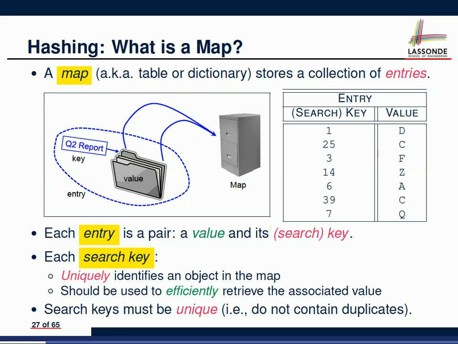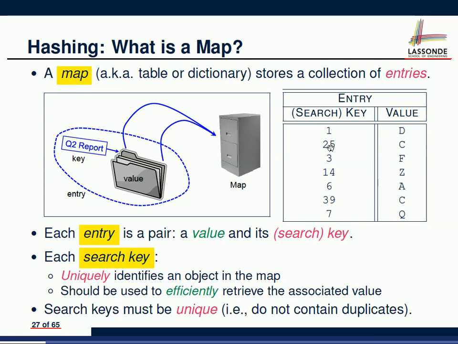For example, let's imagine, can you imagine if you simply replace the 25 over here by just 1? That means 1 maps to D and also 1 maps to C. In that case, if I say, give me the value associated with 1, you wouldn't know which one to return, right? You've got ambiguity over there.